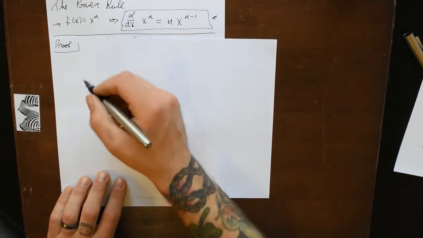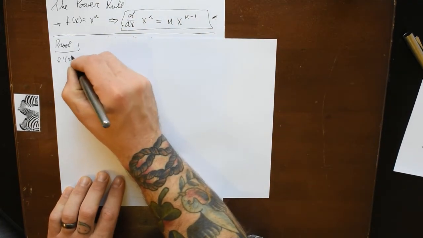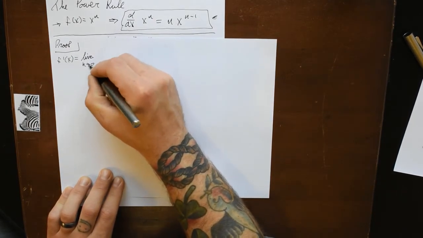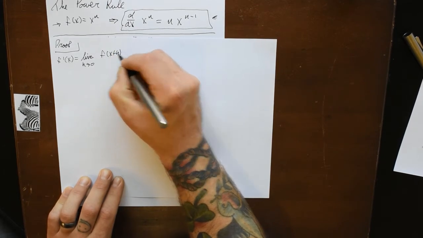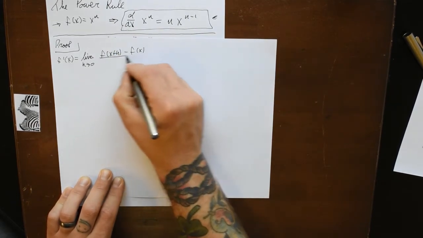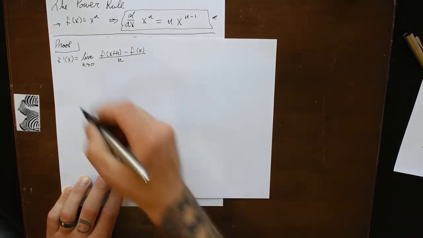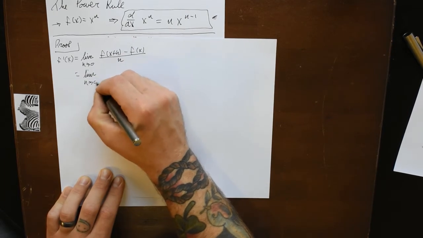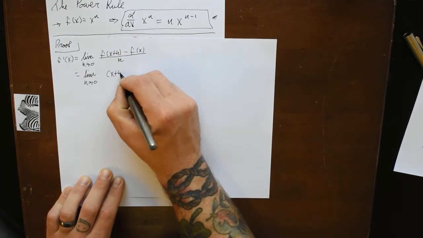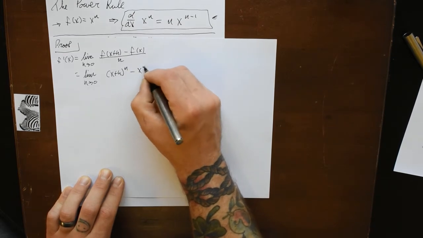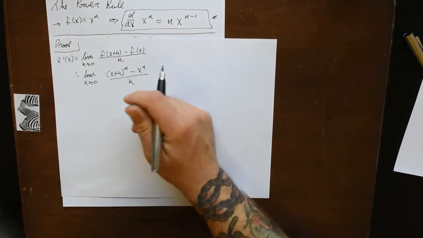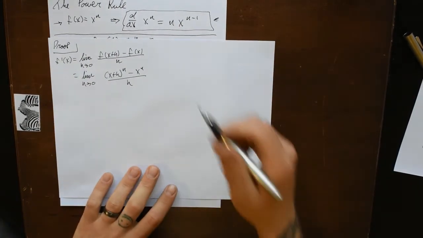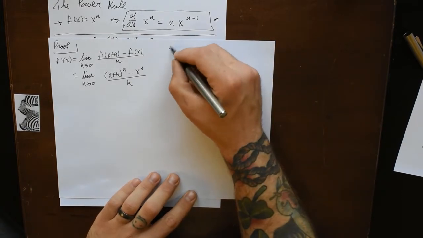So by the definition of a derivative, f prime of x is equal to the limit, as h goes off to 0, of f of x plus h minus f of x all over h. Or, with this polynomial, we have the limit, as h goes off to 0, of x plus h to the n minus x to the n all over h. Now we're going to have to expand x plus h to the n. What we're going to do is we're going to use the binomial theorem.